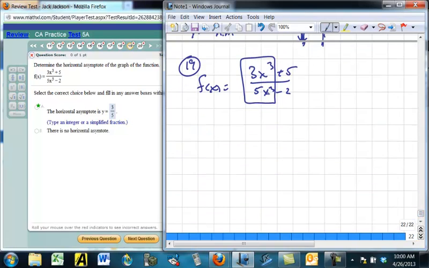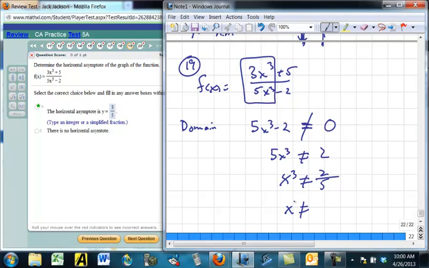Now here, let's talk about the domain and the x-intercepts first. If 5x cubed minus 2 is equal to 0, we've got a division by 0, which is not allowed. So 5x cubed cannot be 2. x cubed cannot be 2/5. So x is not the cube root of 2/5. And we can rationalize the denominator if we want. Why not? Multiply by 5 squared over 5 squared. That's 75. The cube root of 75 over 5. So x equals cube root of 75 over 5, or cube root of 2/5. That is a vertical asymptote.